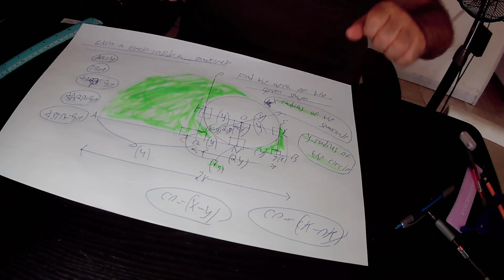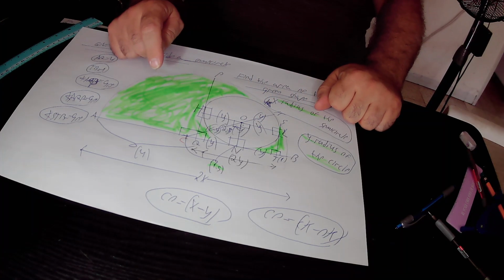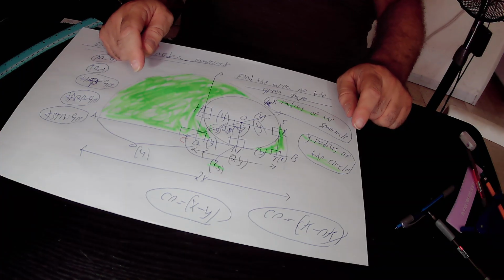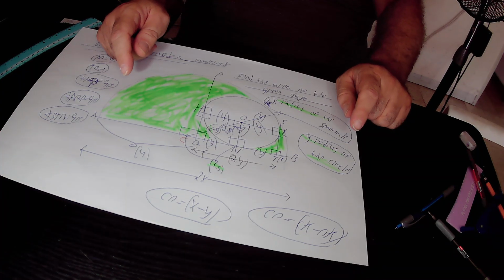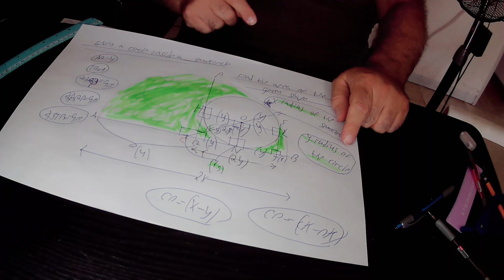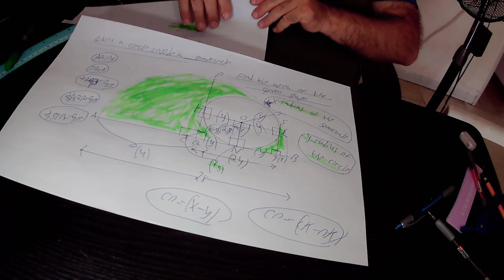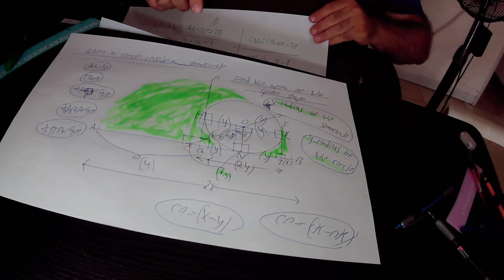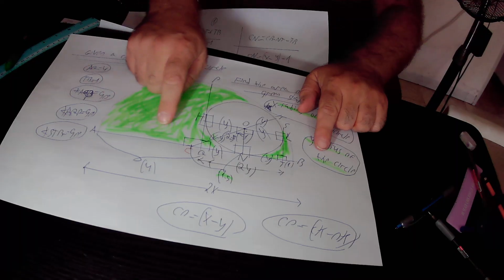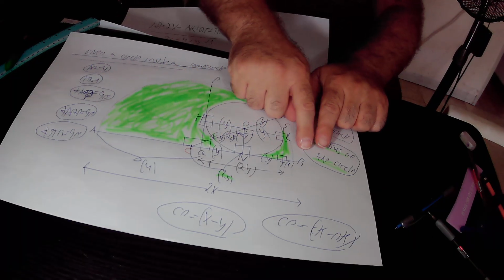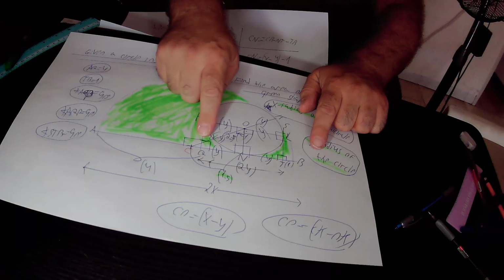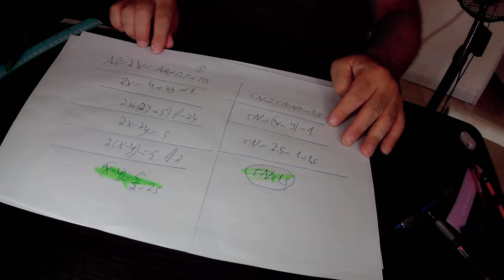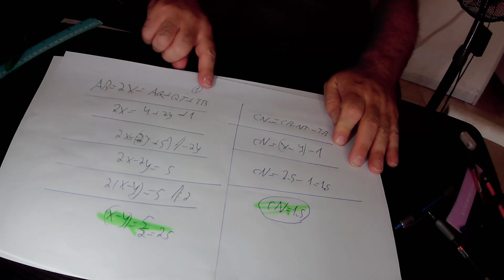Okay, so we know that AB is the diameter of this circle, therefore it equals 2x. The radius is x, therefore the diameter must equal 2x. So AB equals 2x from one side. From the other side, AB also equals AQ plus QT plus TB.